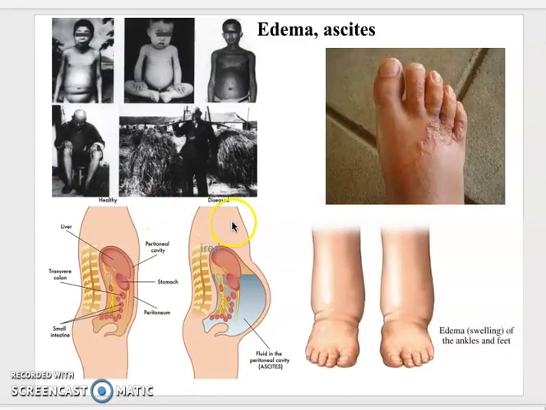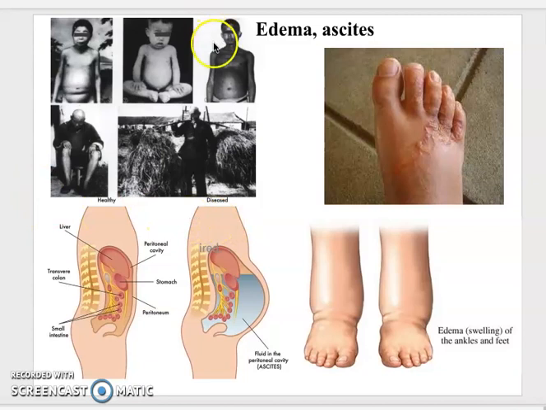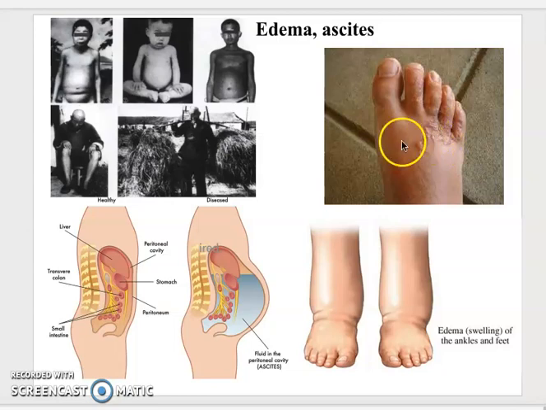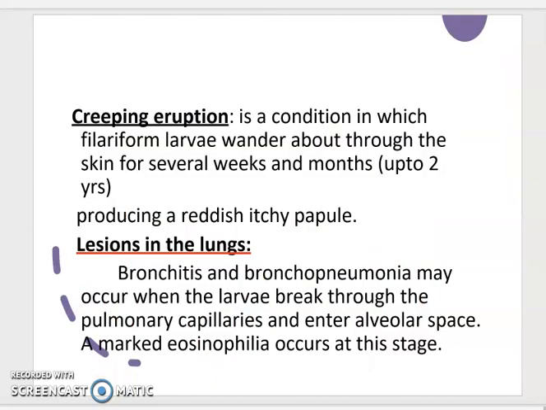So these are pictures of the symptoms caused by the infection. Edema can occur, that is, the ankles of the feet may become swollen. Then this type of creeping appearance can occur. Then ascites is a waterlogged condition, and the stomach can appear like this. So these are certain conditions. Creeping eruption is a condition in which the filariform larvae wander through the skin for several weeks and months, producing reddish itchy papules. So this type of papule appears. It is called a ground creeping eruption.